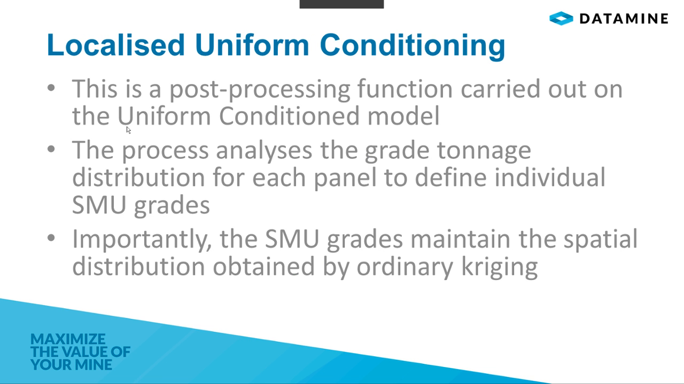Localized uniform conditioning is actually a post-processing function carried out on the uniform conditioning model. The process analyzes the grade tonnage distribution for each panel to define the individual SMU grade. And the SMU grades maintain their spatial distribution, which is obtained by ordinary kriging.